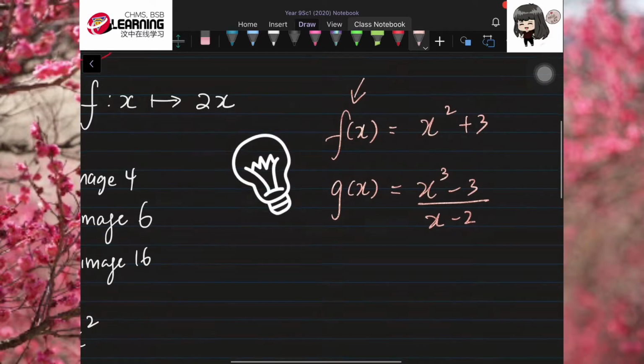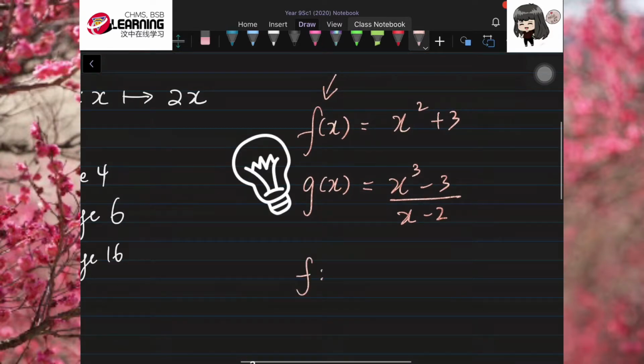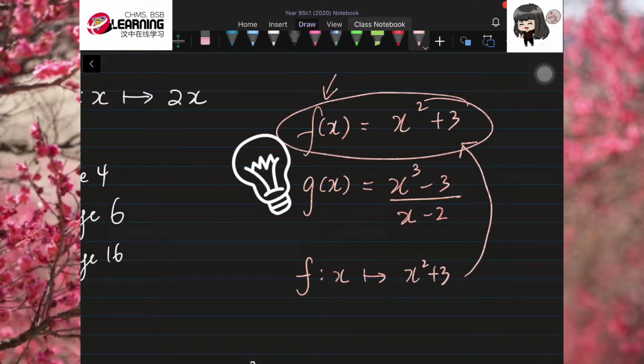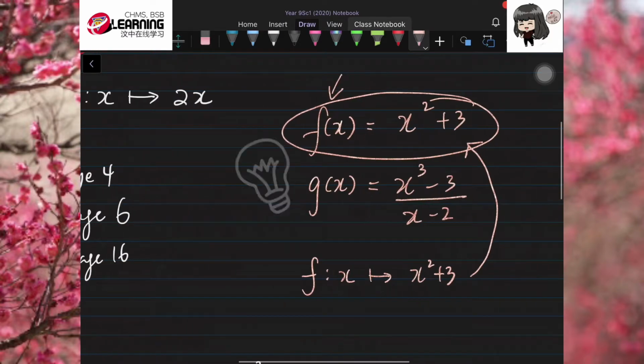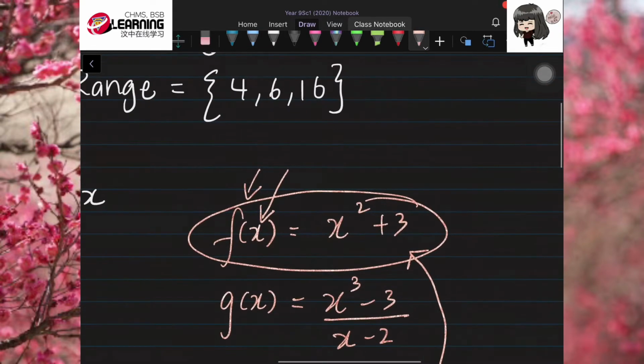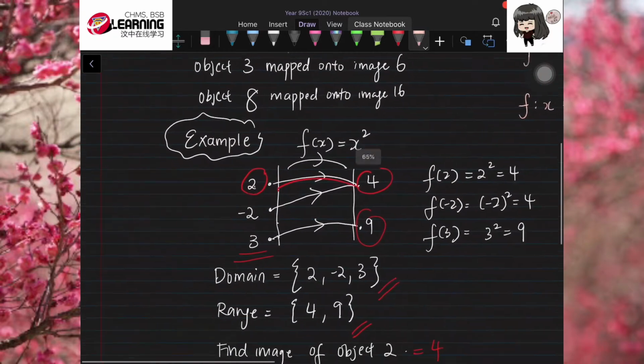It can also be written in this way, f, colon, x with the arrow, which is basically the same as the first one that I wrote down just now. So we know that x here is the object that we put into the function, and we generate an answer. That answer we call the image, or we call it the output. Input and output.